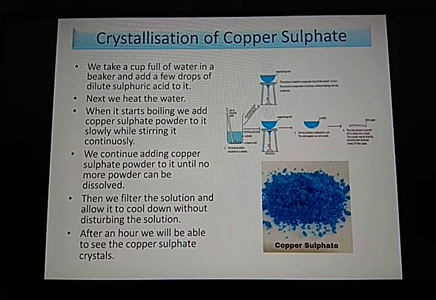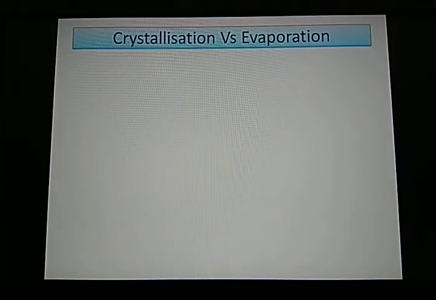So this is one of the processes through which we can separate out the impurities present in the solids. There are other substances as well where we can use this crystallization process. Say, for example, in extracting sugar from sugarcane, and salt also. But salt we can do through evaporation as well. So let us see now the next slide, which is related to crystallization and evaporation.